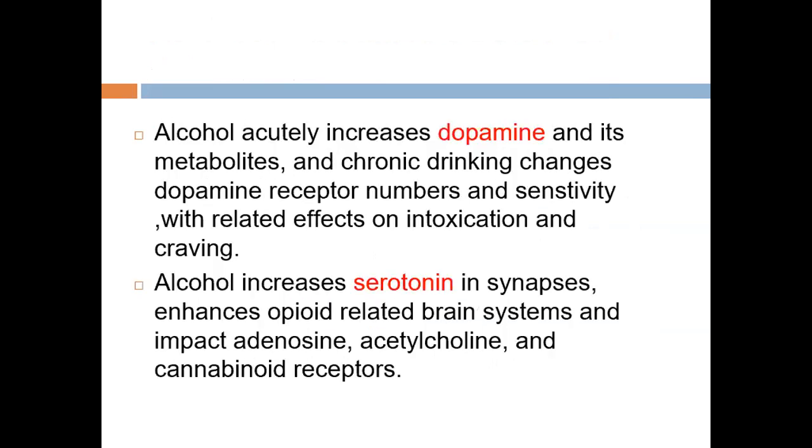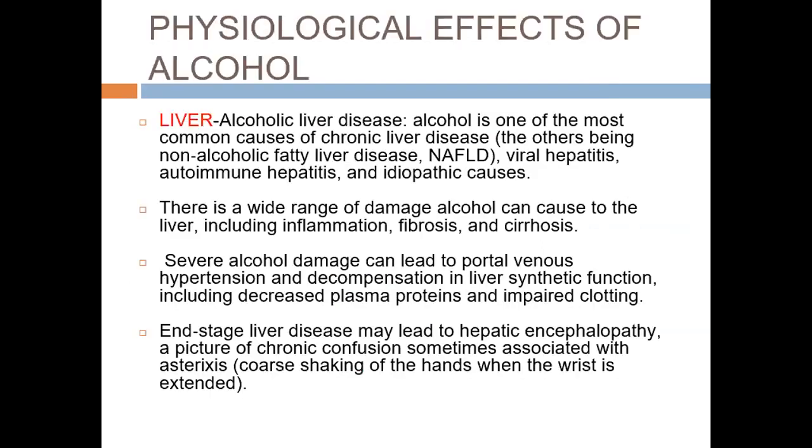Alcohol acutely increases dopamine and its metabolites. In chronic drinking, it changes dopamine receptor numbers and sensitivity with related effects on intoxication and craving. Alcohol increases serotonin in synapses, enhances opioid-related brain systems, and impacts adenosine, acetylcholine, and cannabinoid receptors.